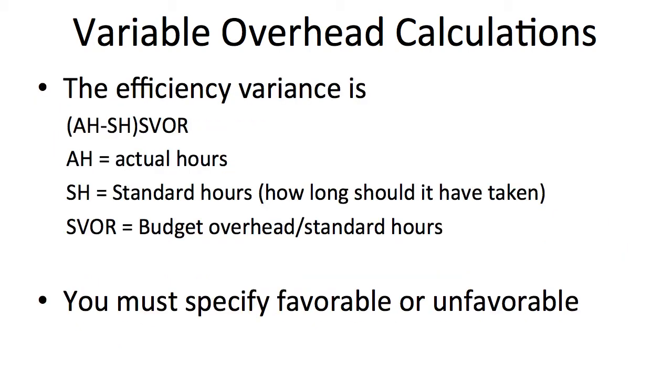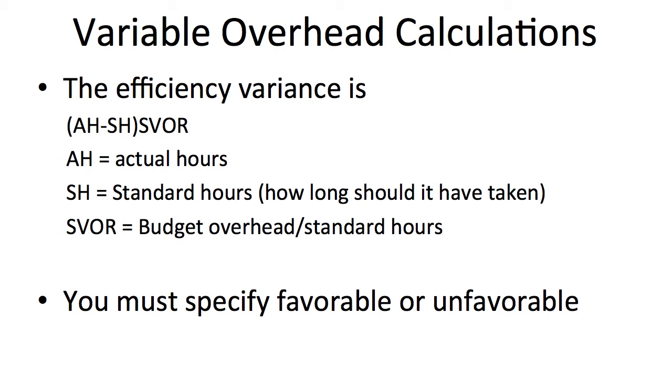The next calculation is the variable efficiency variance. The efficiency variance is going to estimate your hours, your usage. Did you take longer or shorter than you should have per the budget? So technically what we want to see here is, what were the actual hours? And again, remember that we're talking about direct labor hours minus the standard hours. And I gave you the standard hours in the earlier exercise.